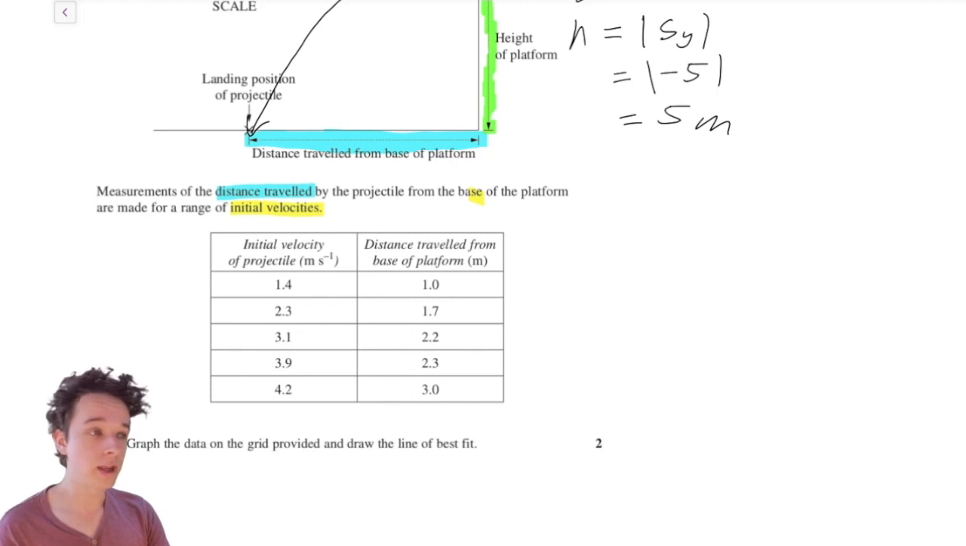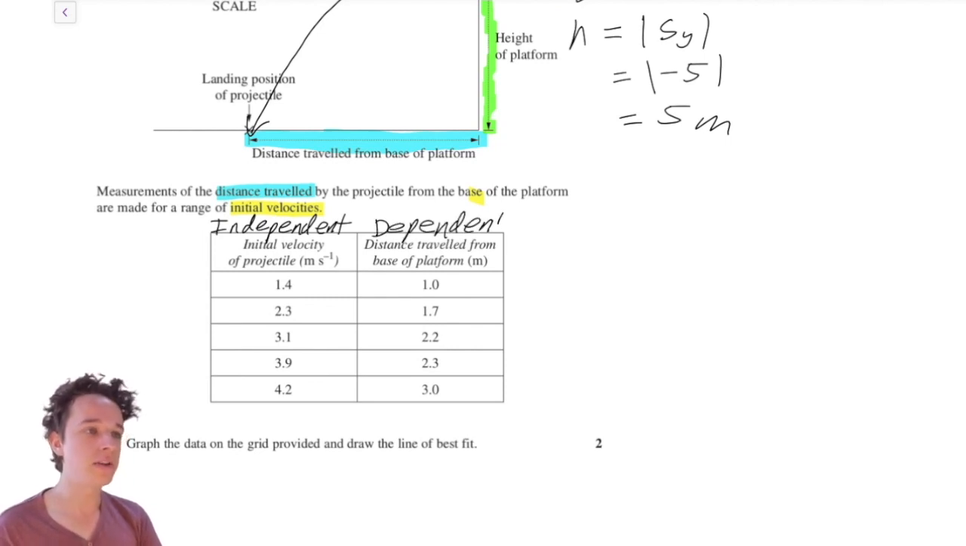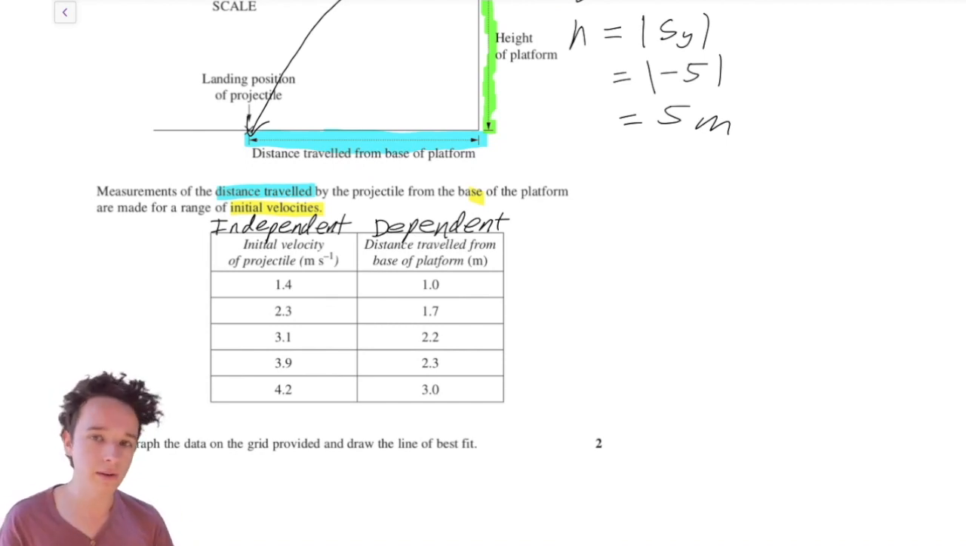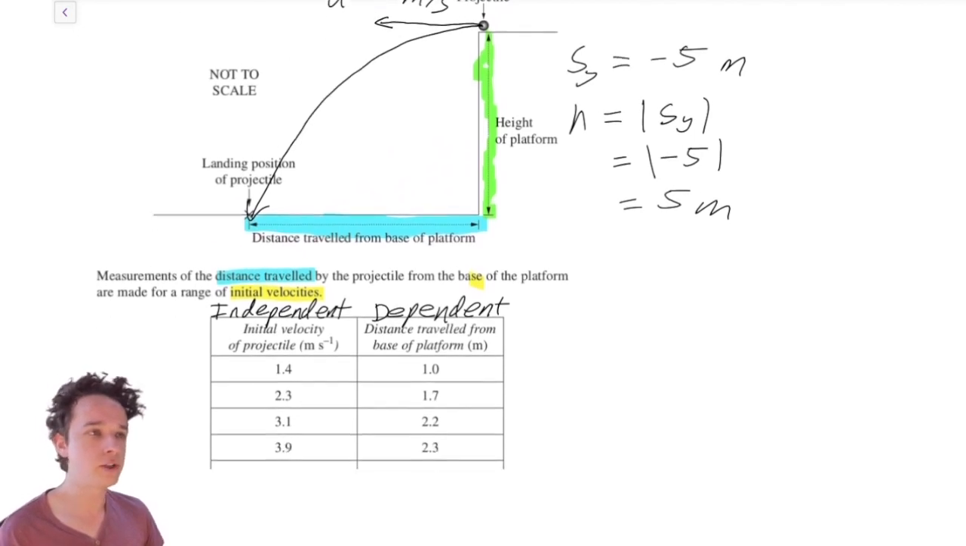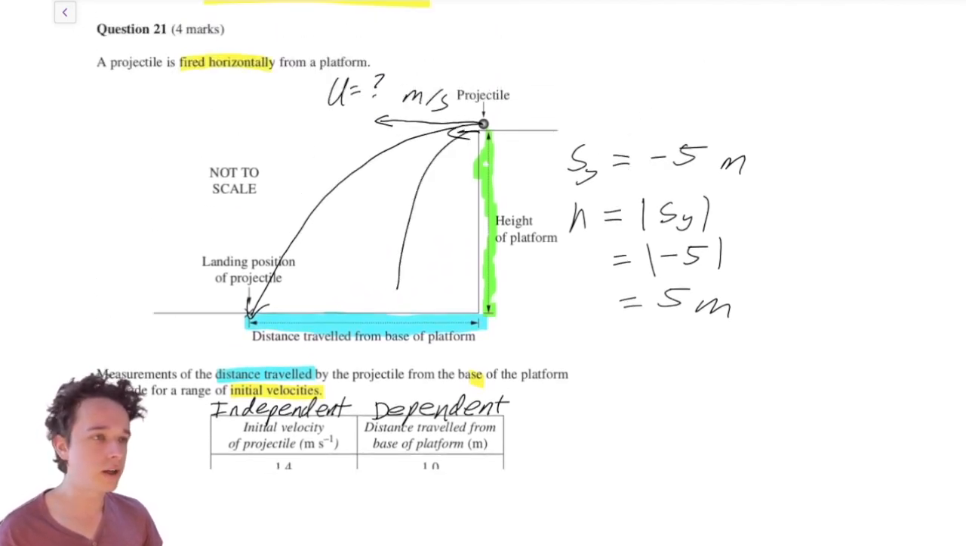So in this first column, we have an independent variable. That is something that is being varied by the experimenter. And in the second column, we have the dependent variable. This is something that is dependent on the value of the independent variable. So obviously the distance traveled from the base of the platform is going to be dependent on the magnitude of the velocity with which the projectile has been launched. And that's very, very intuitive. If you launch it with a small velocity, it's going to go like this. If you launch it with a larger velocity, it's going to go further, right? So that's just something to consider.